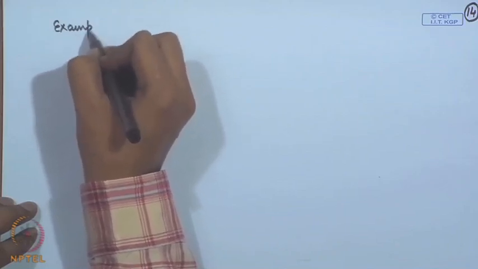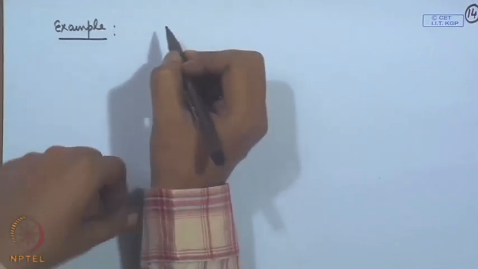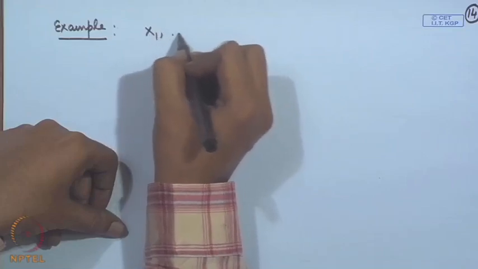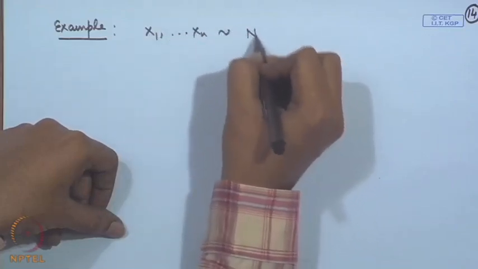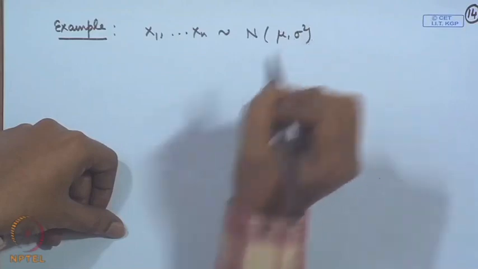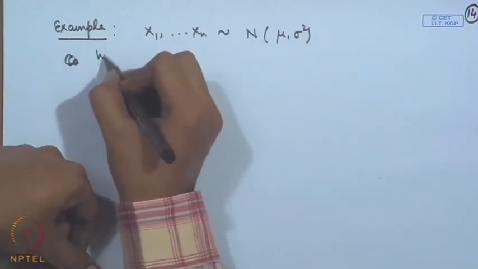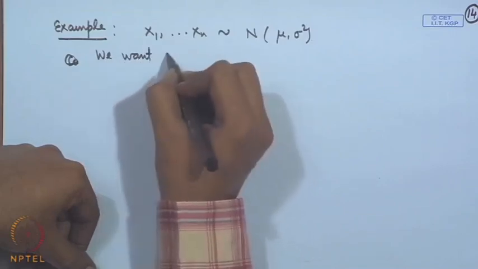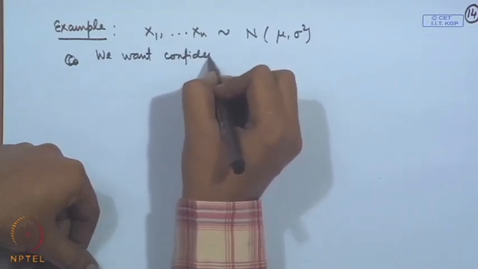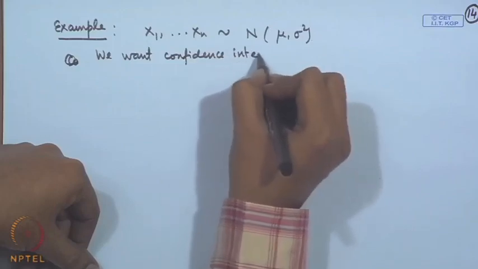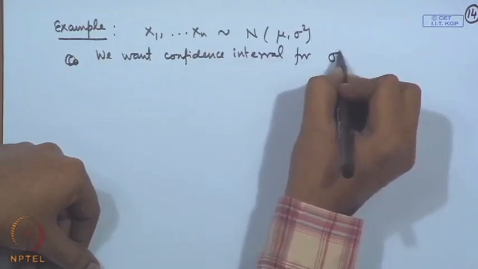I will complete this part by giving a confidence interval for the variance in a normal distribution by using this method of pivoting. Let us consider, say, X1, X2, ..., Xn following normal(mu, sigma square), and we want the confidence interval for, say, sigma square.